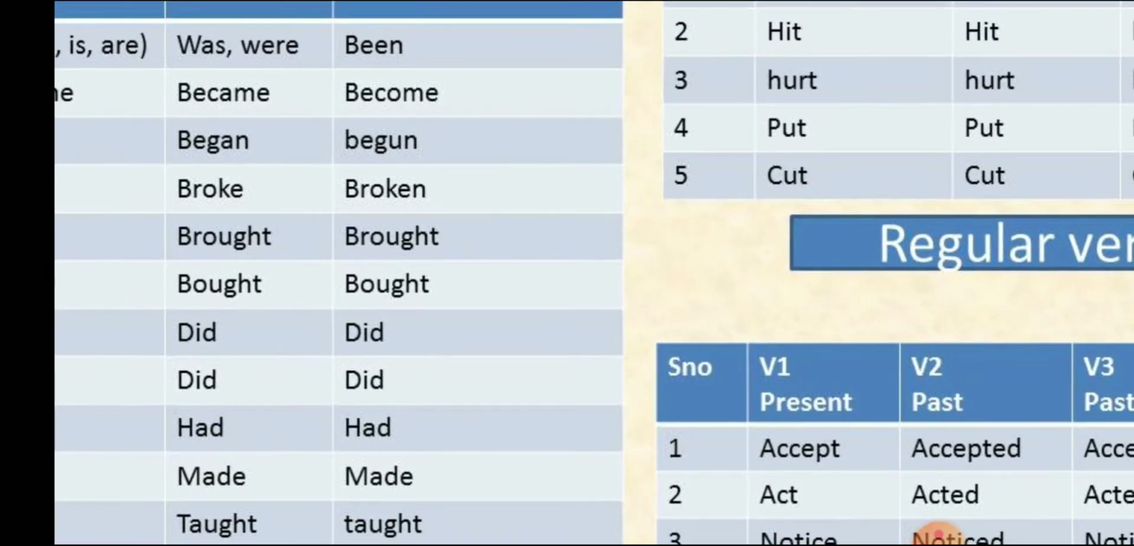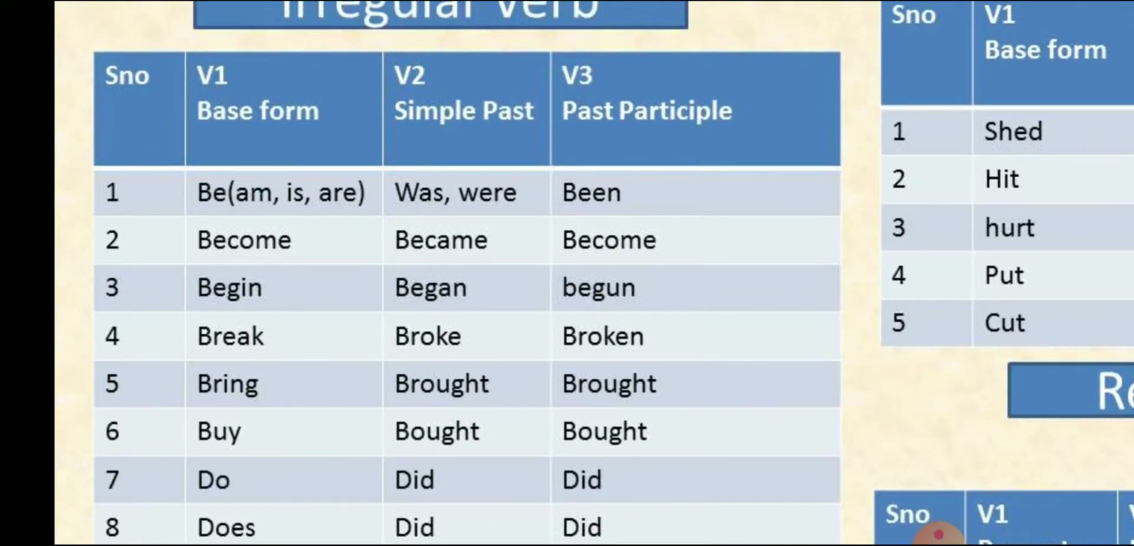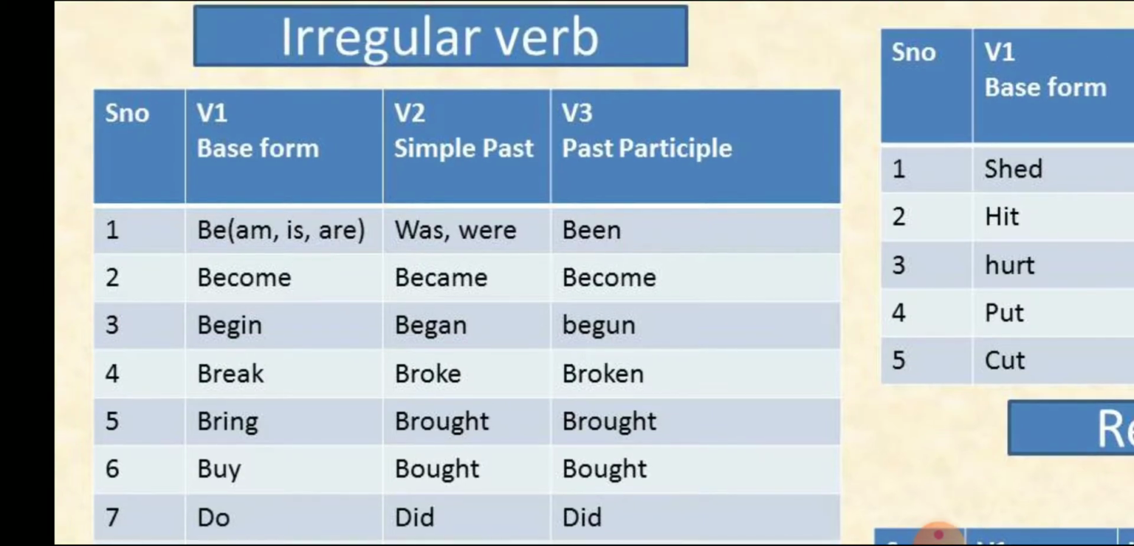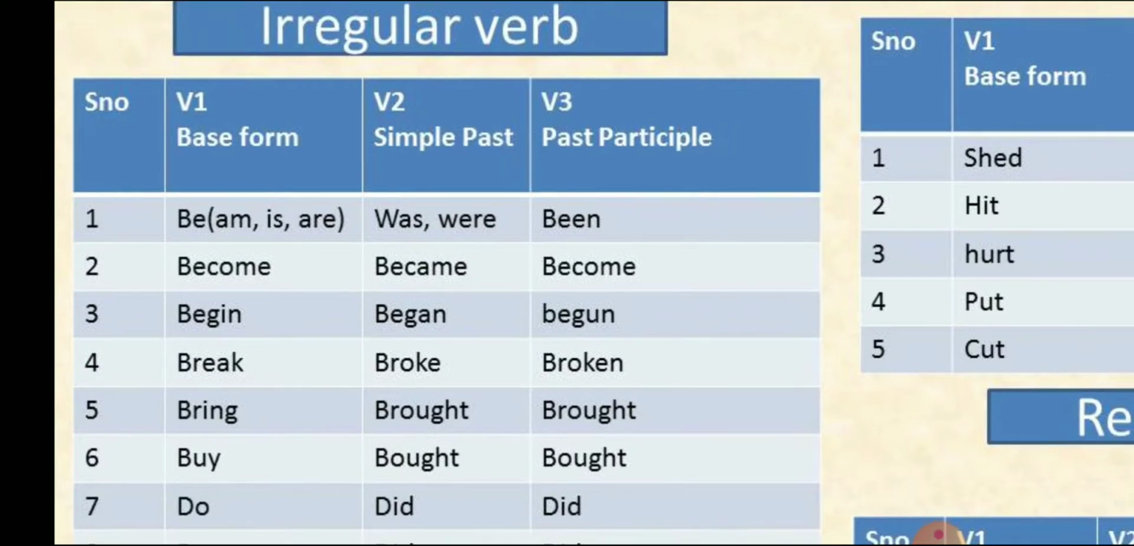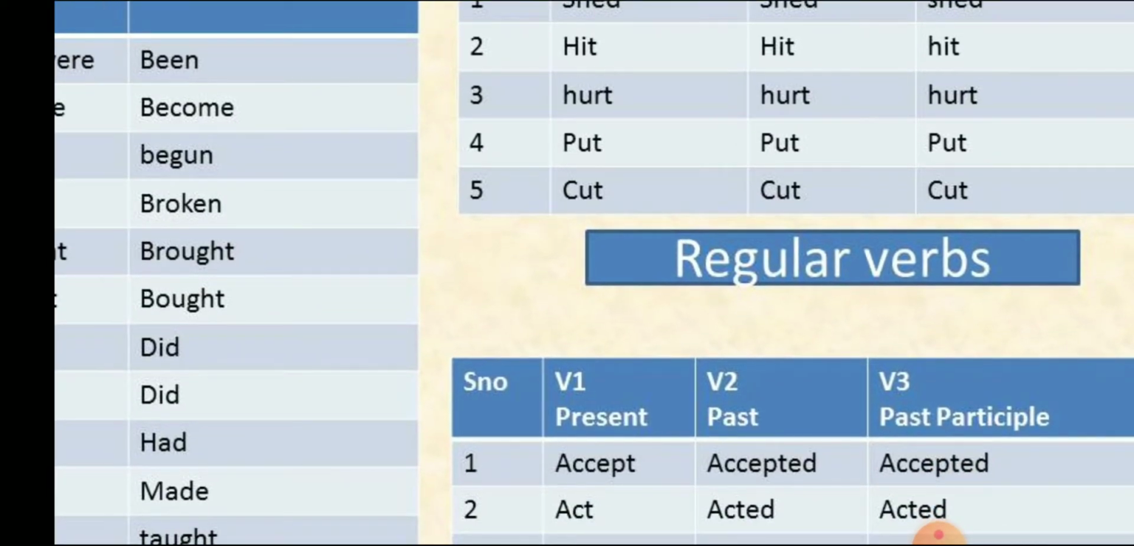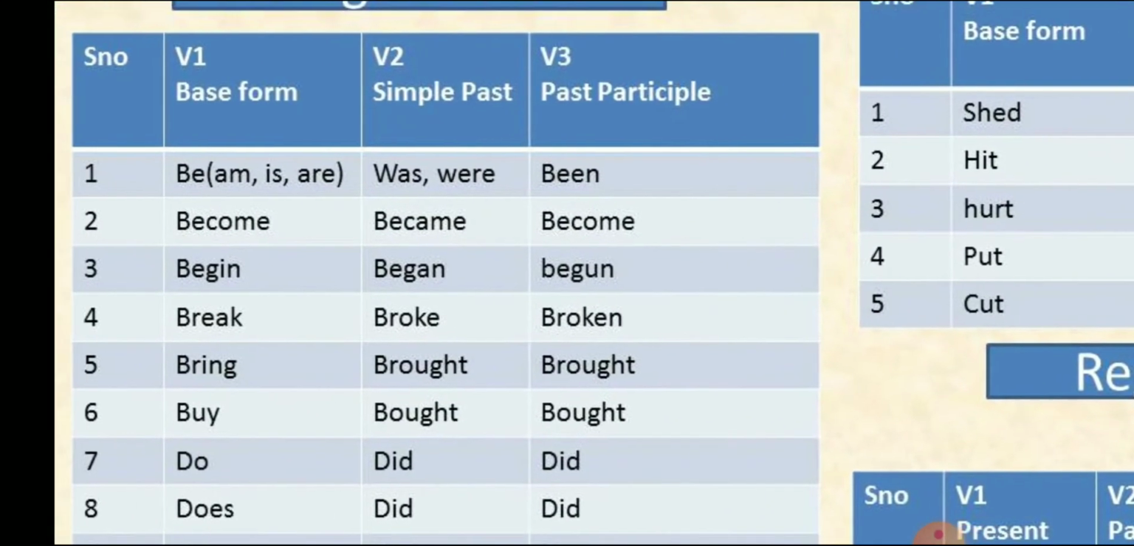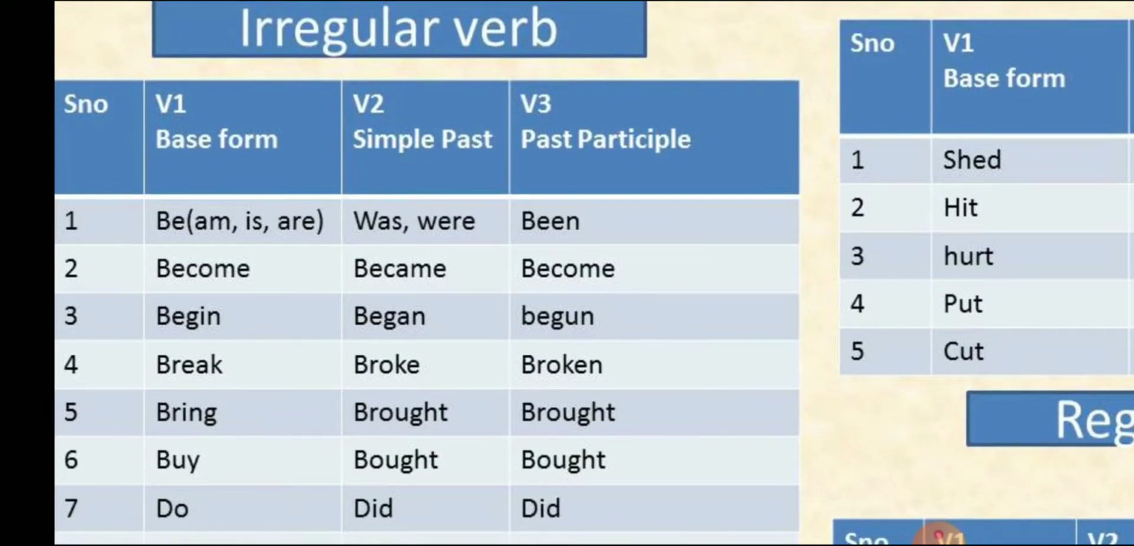Before going to learn how to change from active to passive for present tense forms, we have to know about verbs. At least three forms of verbs we should know, that is V1, V2 and V3. V1 is the base form, V2 is the simple past form and V3 is the past participle form. If the verbs end with ed for V2 and V3, we can call them regular verbs, and if it is not in a uniform manner, then they are irregular verbs.